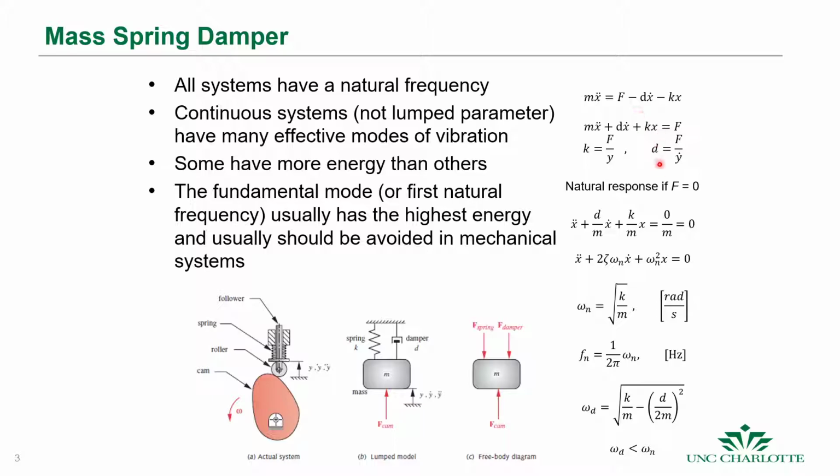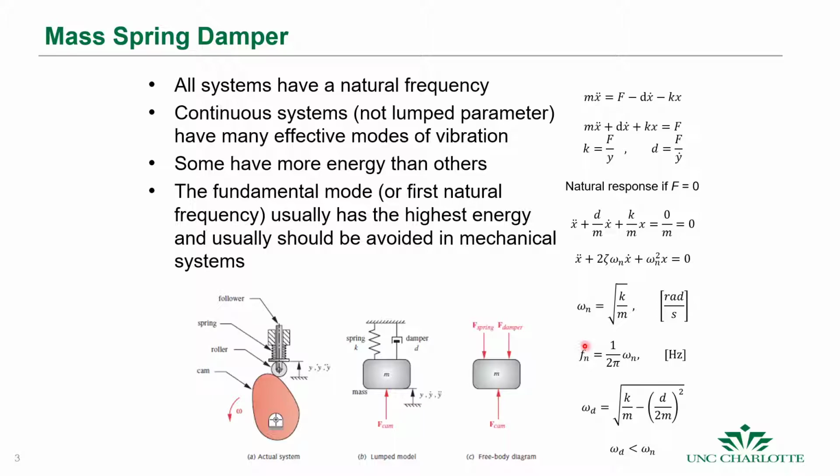The natural response of the system is if the force is 0. So if the force is 0, we can divide both sides by the mass, and then we get the d over m term and the k over m term. We know from transient analysis that the d over m term is twice the damping ratio times the natural frequency, and that the k over m term is the natural frequency squared, meaning that our natural frequency is the square root of k over m. So the stiffer something is, the higher the natural frequency. The larger the mass with the same stiffness, the lower the natural frequency.